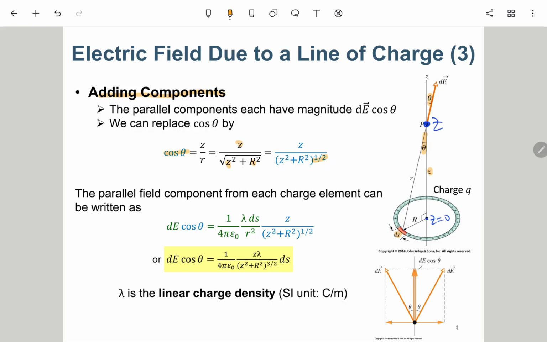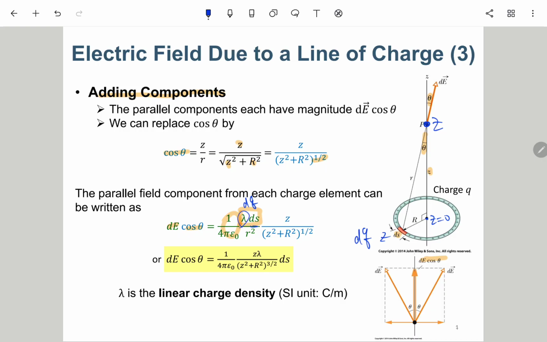According to what we discussed on the previous page, we would like to find dE cosine of theta. So dE will be k times q. You may ask whether it should be q or dq. It should be dq, a small amount of charge. But if we just write dq here, we don't know how to integrate, because we would like to integrate along the circle. So we'll try to express dq in terms of ds.